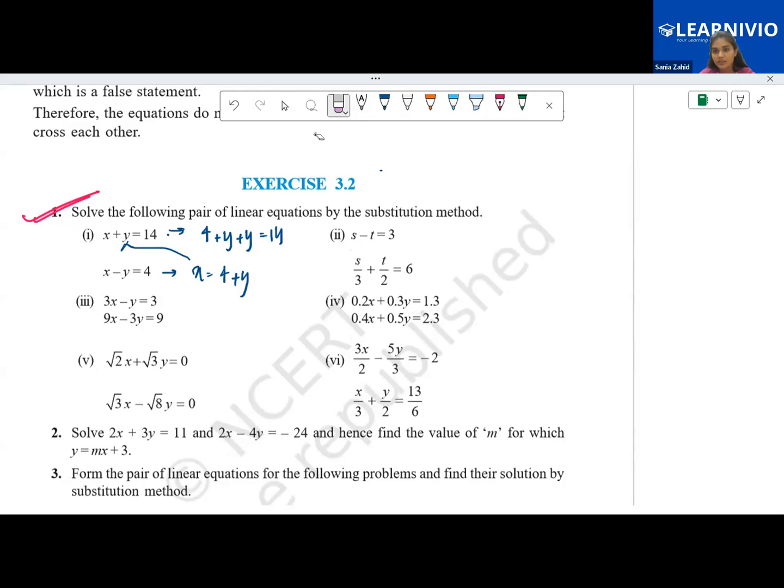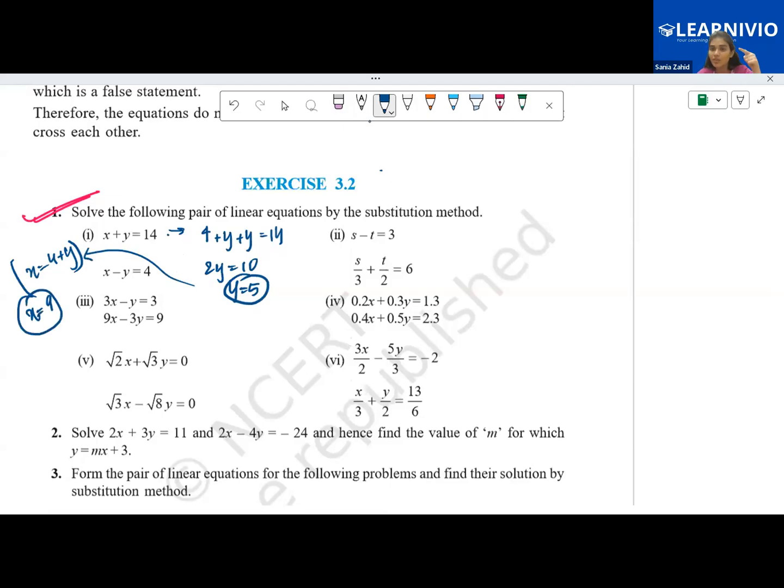Do you understand? Yes, ma'am. So what am I going to do now? I'm going to solve this equation. So 2y will be equal to 10 and thus y is equal to 5. So I got my answer, y as 5. Now to get the value for x, I'll substitute this value of y in this equation. So x will be 4 plus 5, that is 9.